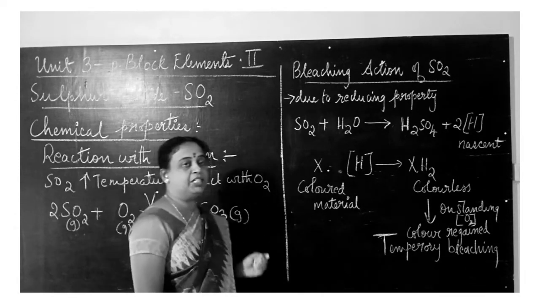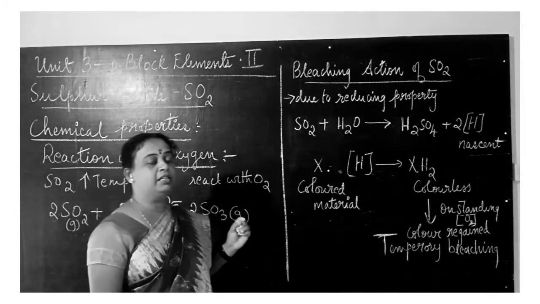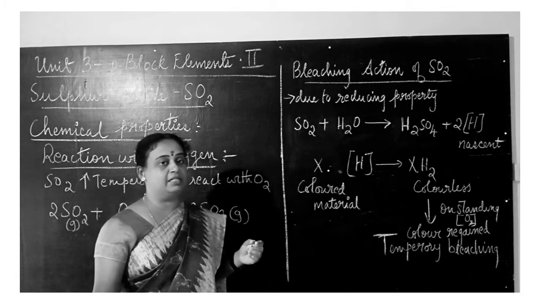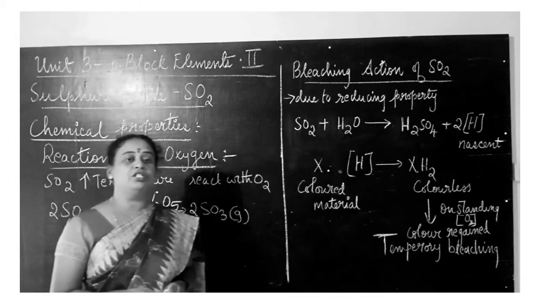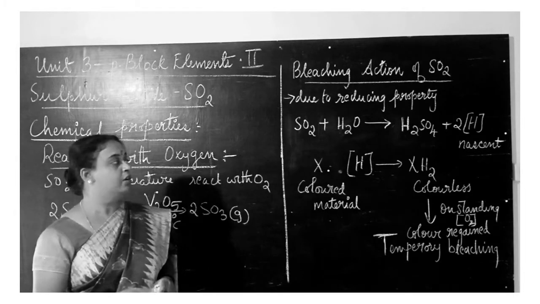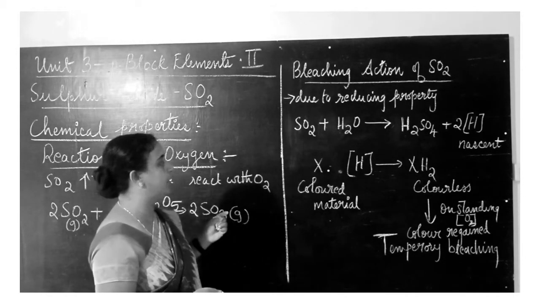Now let us look at the bleaching action of sulfur dioxide. Bleaching means a colored substance is made colorless. That is your bleaching. Okay. So the bleaching action of sulfur dioxide is due to the reducing property of sulfur dioxide. Okay, so let us see how the bleaching action is done by sulfur dioxide.